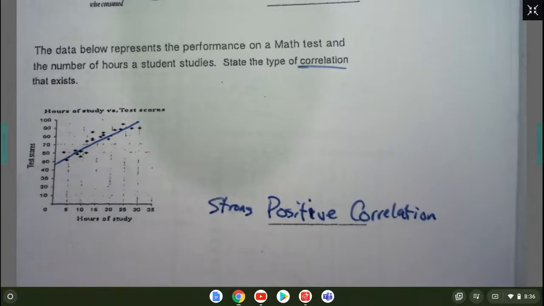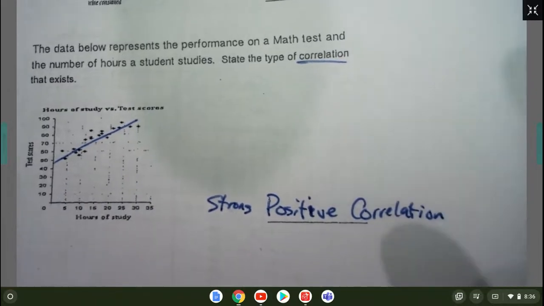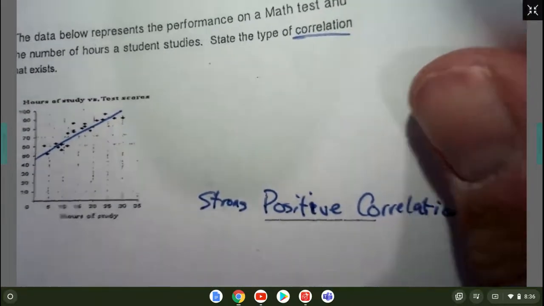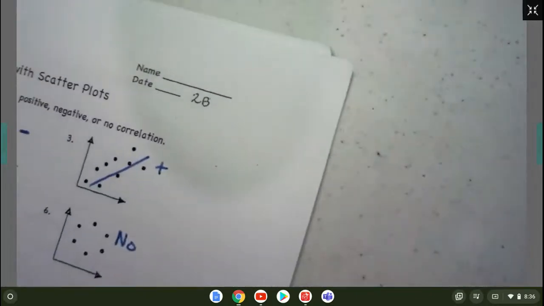But that's pretty strong. Those points are all pretty bunched up there on my line. Again, we could do an equation. I'll skip the equation this time.